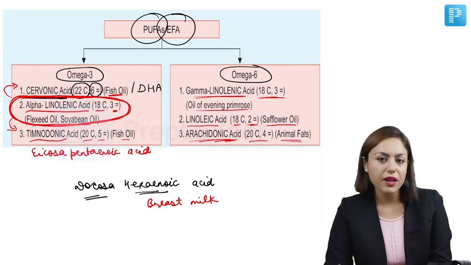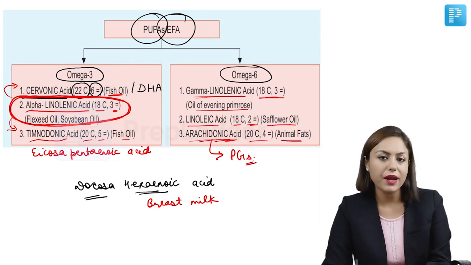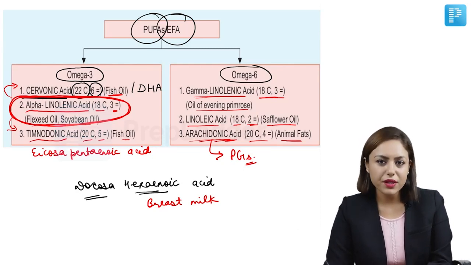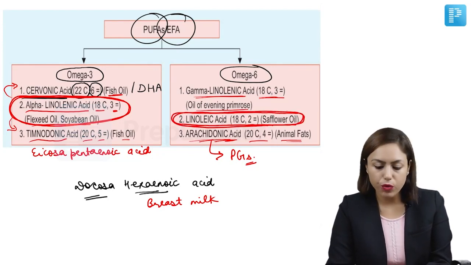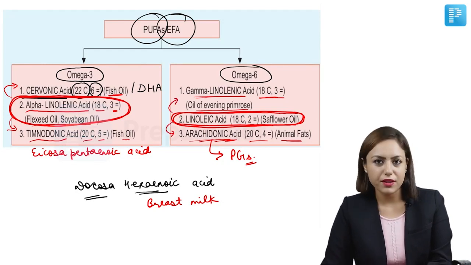It is present in animal fats, right? And this arachidonic acid is important for the synthesis of prostaglandins in the body, right? Now, which is the precursor of the omega 6 category? This one, linoleic acid, the one I have written on number 2 position. This is the precursor of the omega 6 category. So it can make the other 2 of the omega 6 category, right?